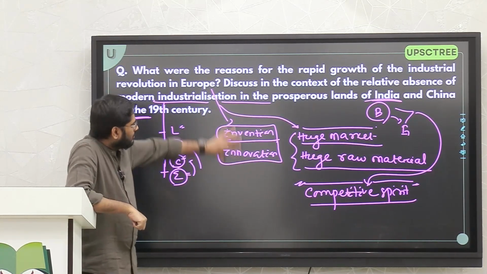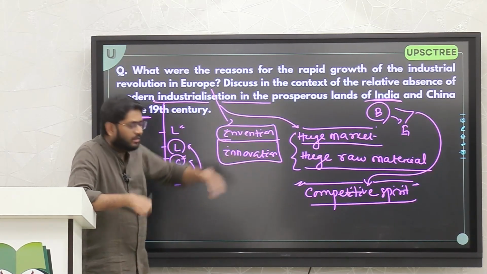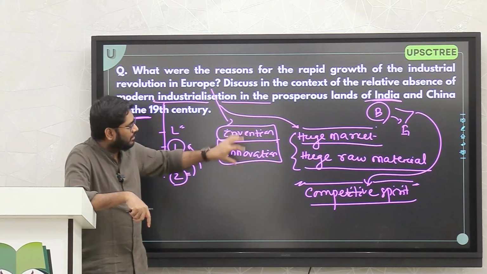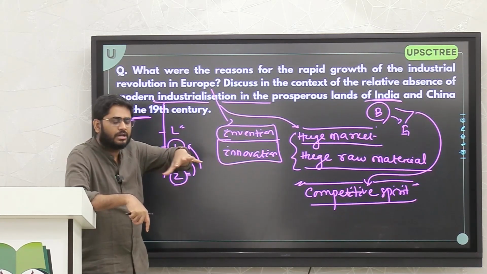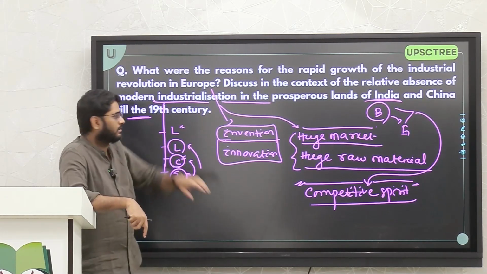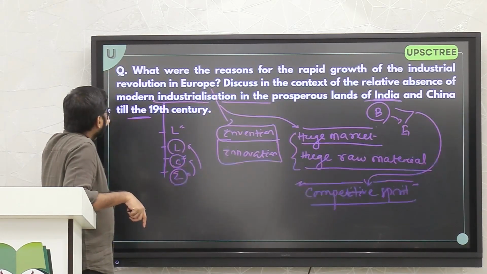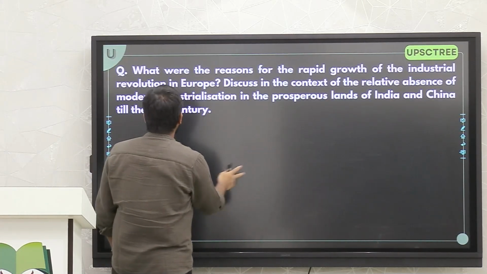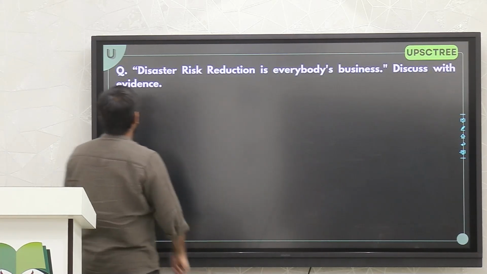And because it starts in Britain, there will then be competition within the European nations. So that's why we see the sphere of industrial revolution growing from Britain. It will grow towards Germany, Spain, other parts. Okay, Italy. There are many other points, but for GS purposes this should suffice.